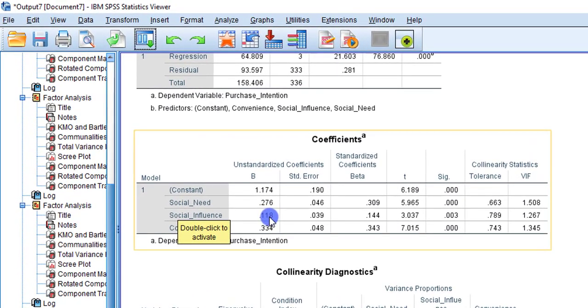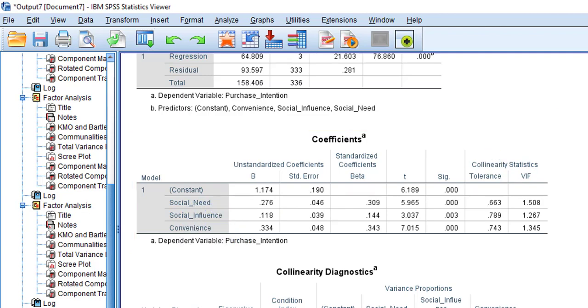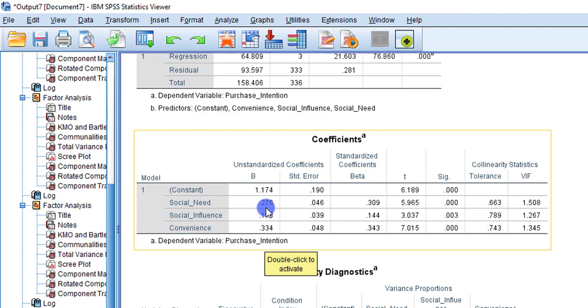We can also interpret it in another way. When social need increases by 1 unit, purchase intention increases by 0.276 unit. The relationship is positive, that is why it is increasing, and these values depict change. These magnitudes show the change in the dependent variable with respect to the independent variable, right? So we can interpret the other variables in the same manner.